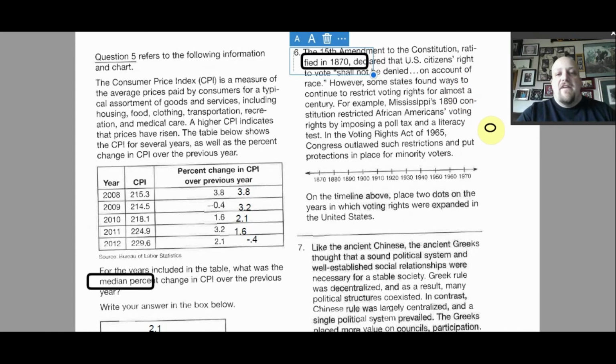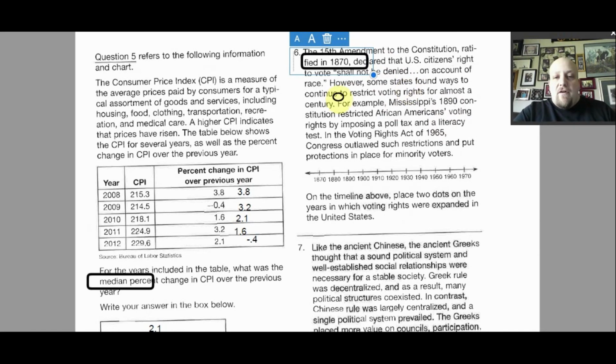And that's kind of an important date. It declared that U.S. citizens have the right to vote and shall not be denied on account of race. So basically what this is saying is that nobody, depending on your race, so black, white, any of that stuff, can be denied voting. So this is a huge amendment. It said that everybody could vote equally. It's still kind of a thing today, even, that people are worried about, but this is where it came from. So in 1870, the 15th Amendment made it so everybody had the right to vote without denial based on race.